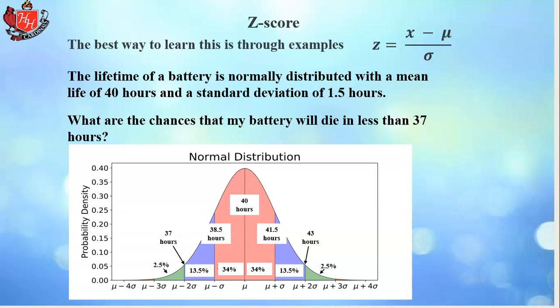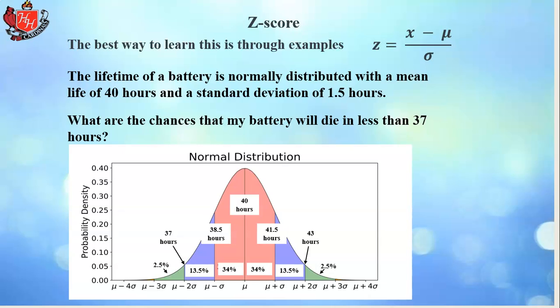The first thing to do is go through this normal distribution and put down the specific number of hours that 1, 2, and 3 standard deviations would be. If you take 40 and add 1.5 to it, that's 1 standard deviation to the right. That would be 41.5. If you add 2 standard deviations, that would be 43. And if you add a third one, it would be 44.5. You just add 1.5 each time for an additional standard deviation.